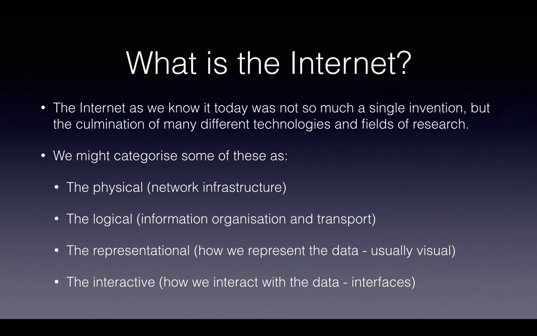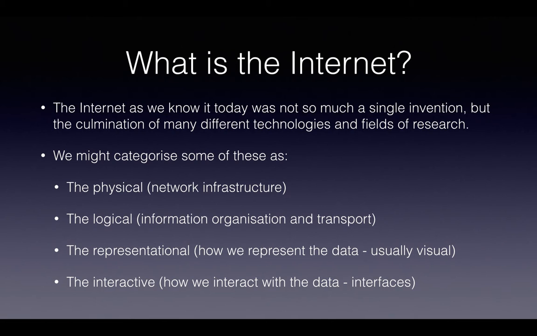If we break down some of those components, we might describe some of these as the physical aspect of the internet: the wires and fiber optics that run underground, the satellites that beam electromagnetic waves around, and cell towers. The actual physical stuff that sends all of that information around the networks. Then we've got the logical layer, which is how information is organized and transported. We usually talk about network protocols like HTTP, TCP and UDP.